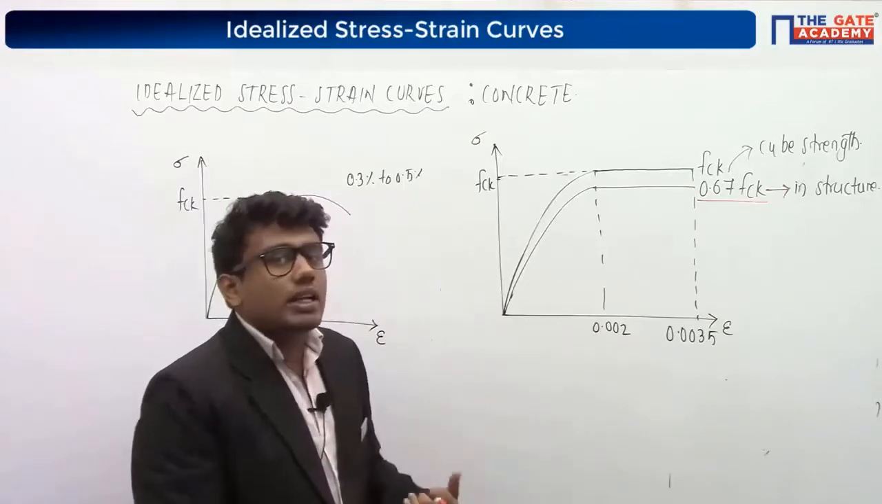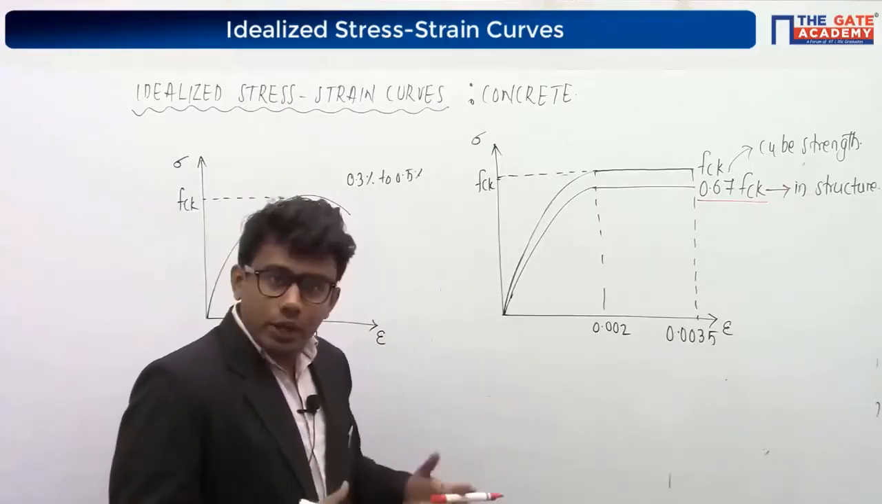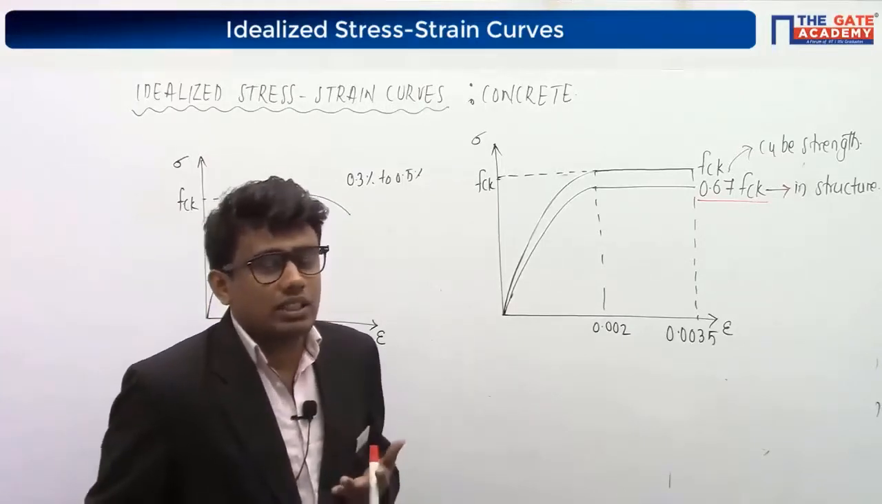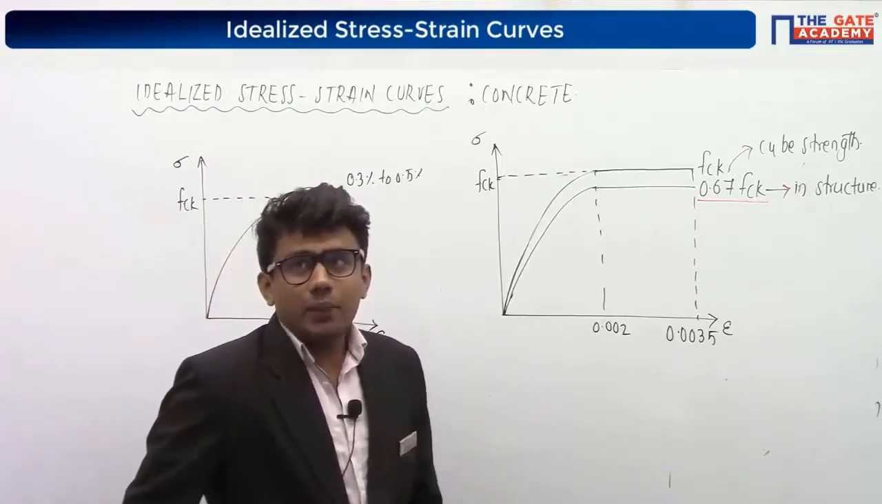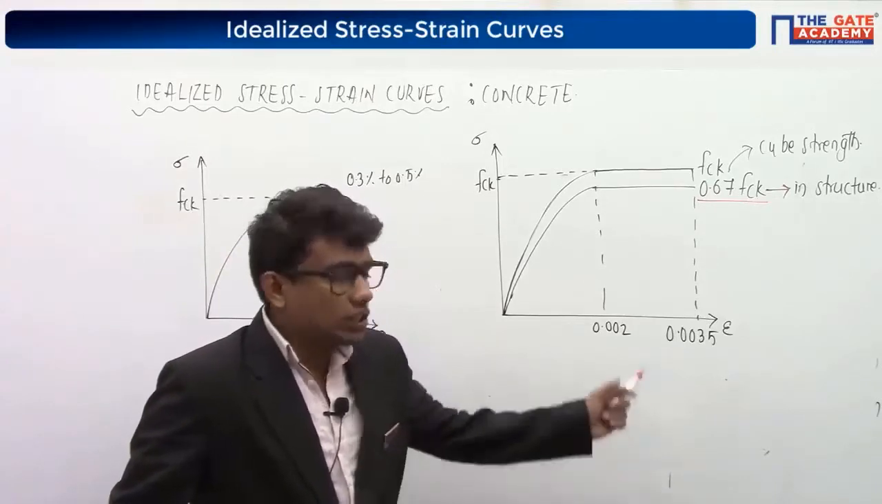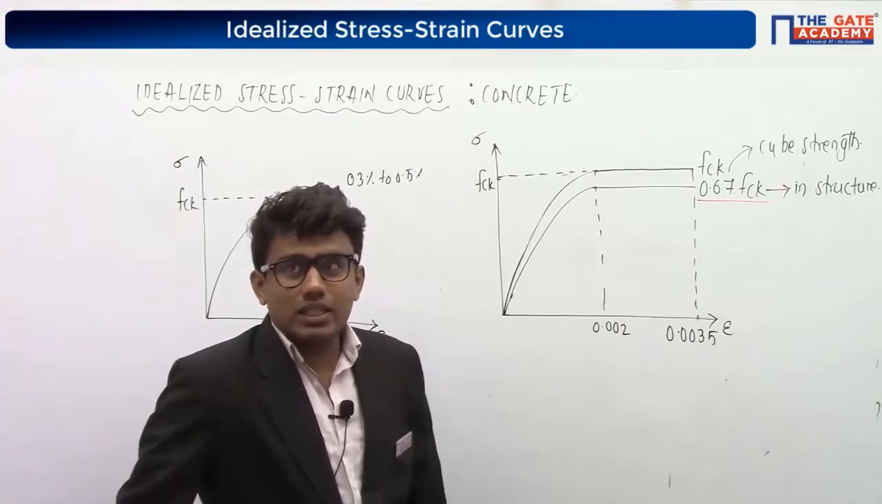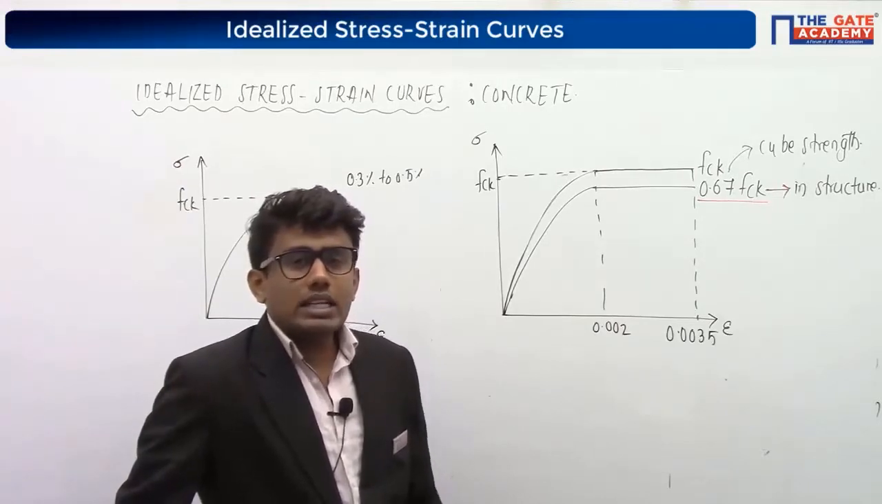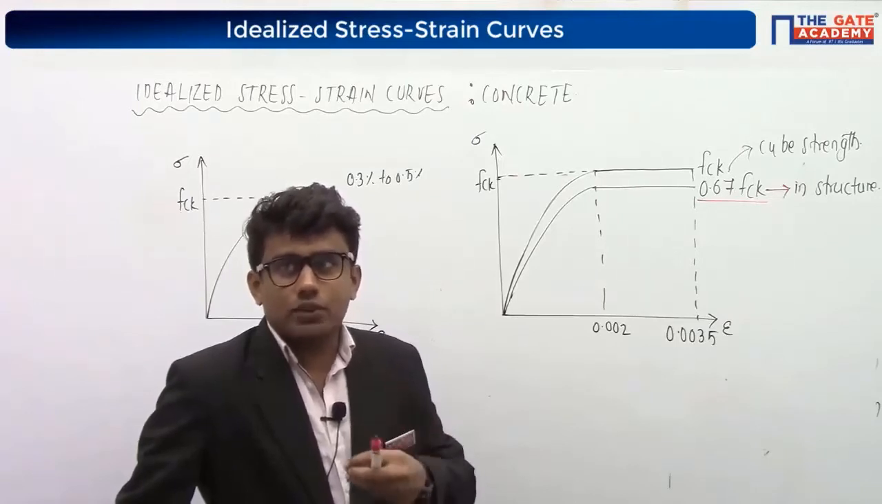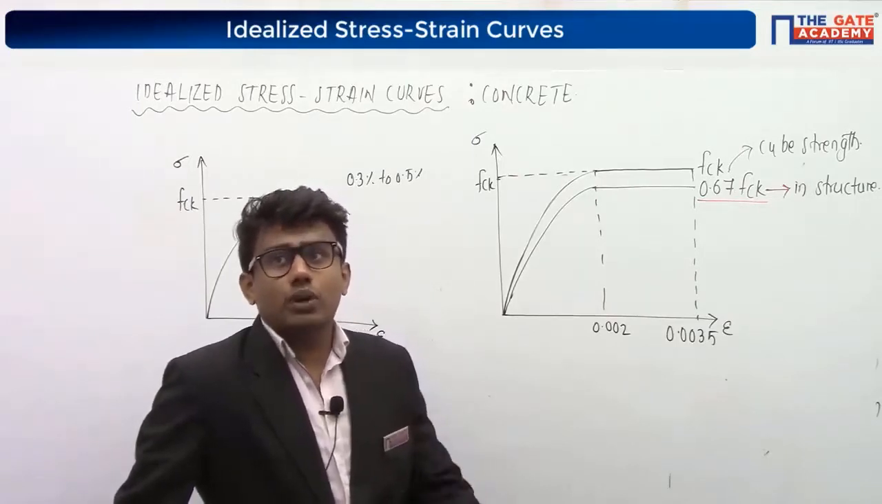After that we discussed that for the structure we cannot actually use this value. We have to underestimate this. How to do that? By using the partial safety factor for material. What is the partial safety factor for concrete? Any idea? We have discussed it in the previous lecture. Exactly, 1.5. Super, very good.